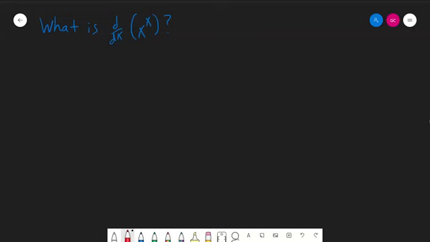We've seen already how to take the derivative of functions where either the base is a variable or the exponent is a variable. One of the first derivative rules you learn is that whenever you have a variable base but a constant exponent, the derivative of x to the n is n times x to the n minus 1. So this was variable base and a constant exponent.